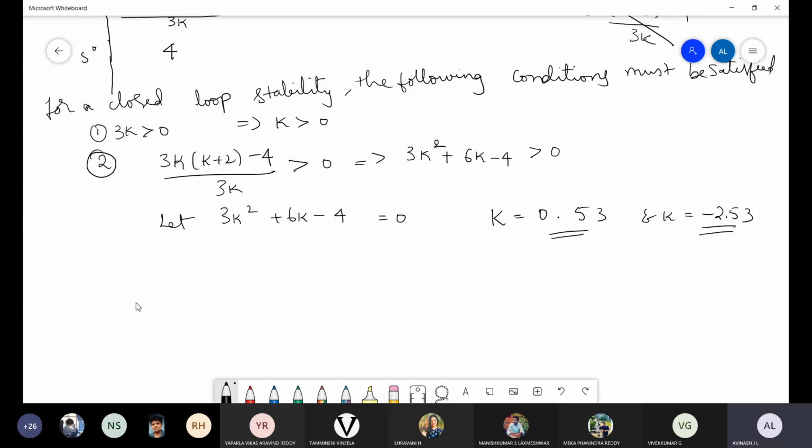You just check it and tell me whether you get the same two values or not. Please confirm, all of you. So we'll get the same answer, k equal to 0.53 and k equal to −2.53.